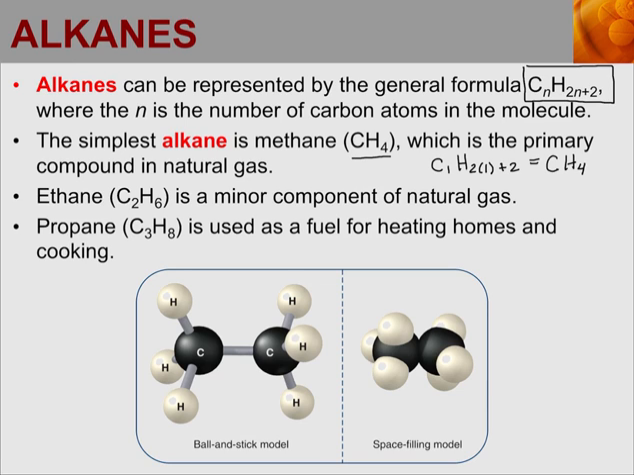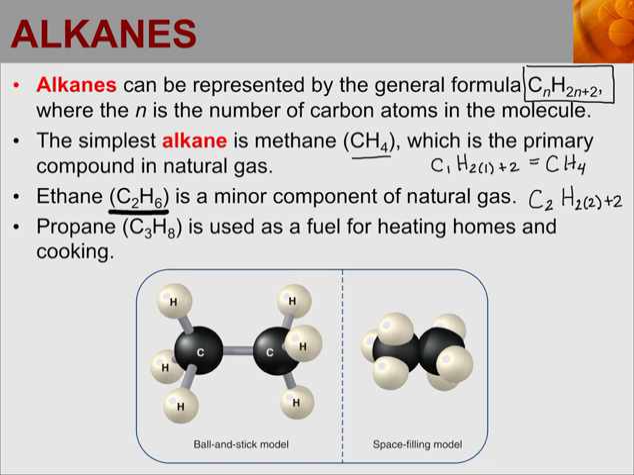Ethane, C2H6, is a minor component of natural gas. Again, if we use our formula from up above, we have 2 carbons. So to count the number of hydrogens for an alkane, we would plug that in for n. So we've got 2 times 2, which is 4, plus 2 is 6. So that gives us C2H6.